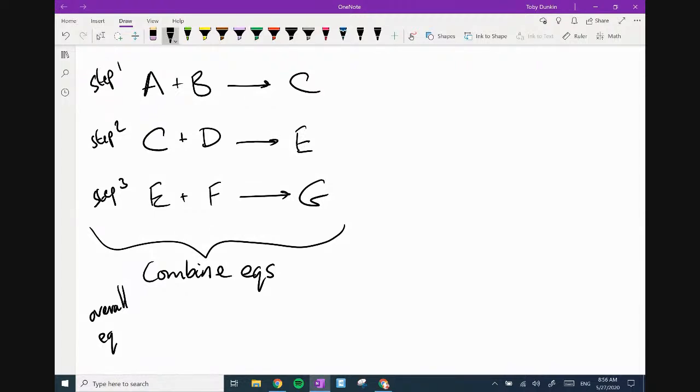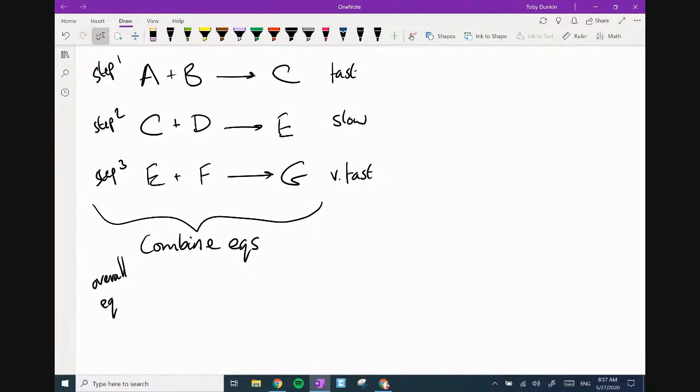While you're writing, I can give you some details. Step 1 is fast. Step 2 is slow. And step 3 is very fast. So what that means is the second step will now be classed as RDS. It is rate determining.